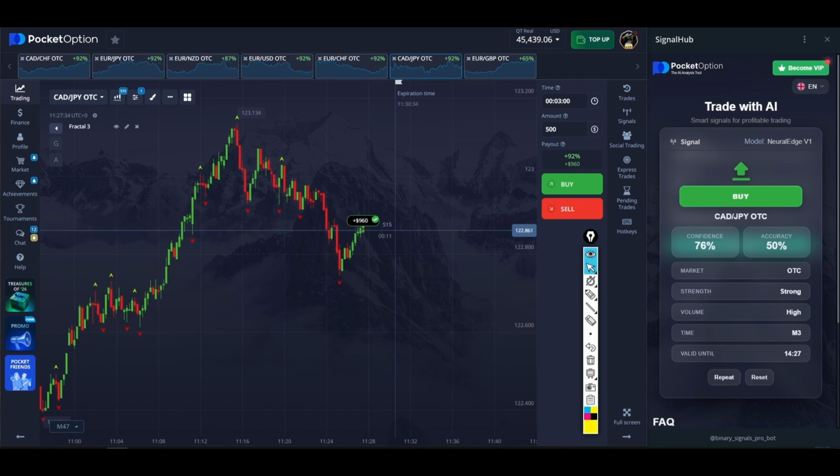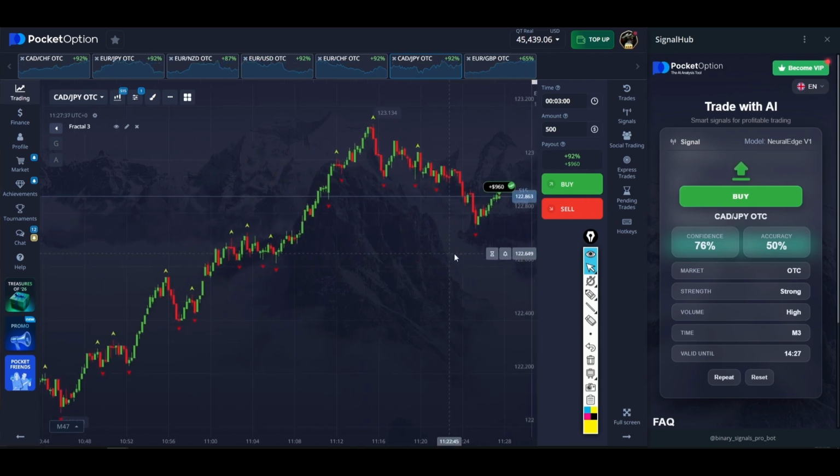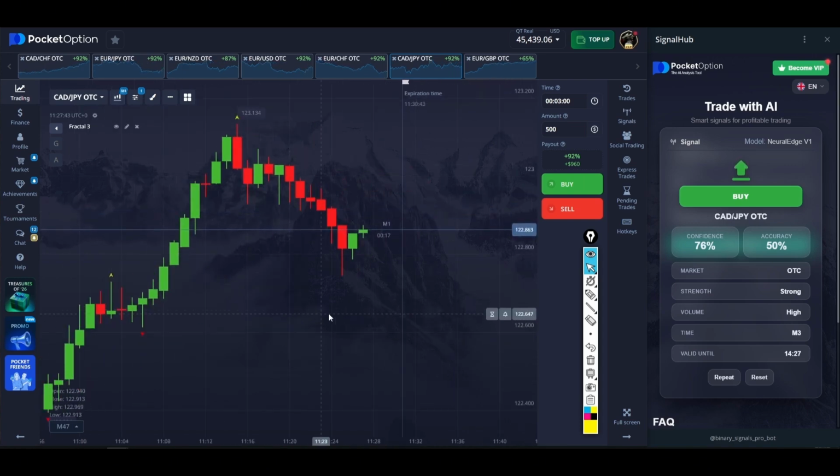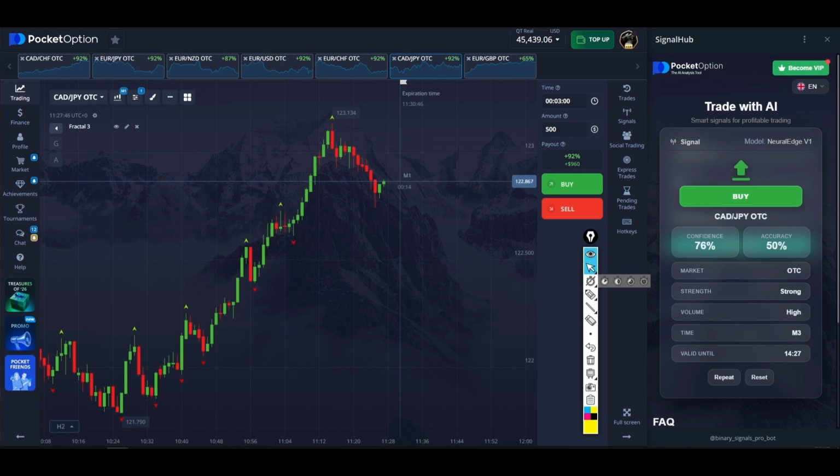The trade closes in profit, and that's the second win in a row. So far, everything is going smoothly, even on the OTC market. But let's not stop here. Let's move on and pick another asset.